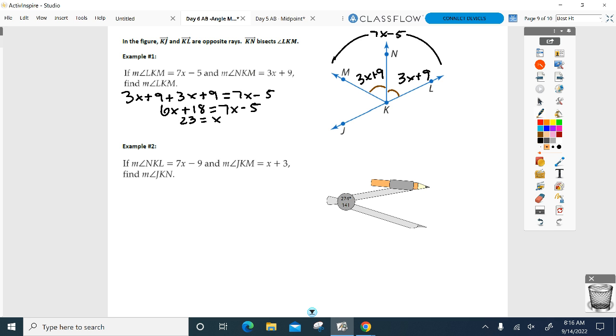23? Is that my final answer, though? See, this is a problem I always get every year. Kids get so happy when they find the variable, but they forget that's not what we were looking for. It helps me get what we're looking for, but it's not my final answer. Plug it back into LKM now. So 7 times 23 minus 5 will be my answer.